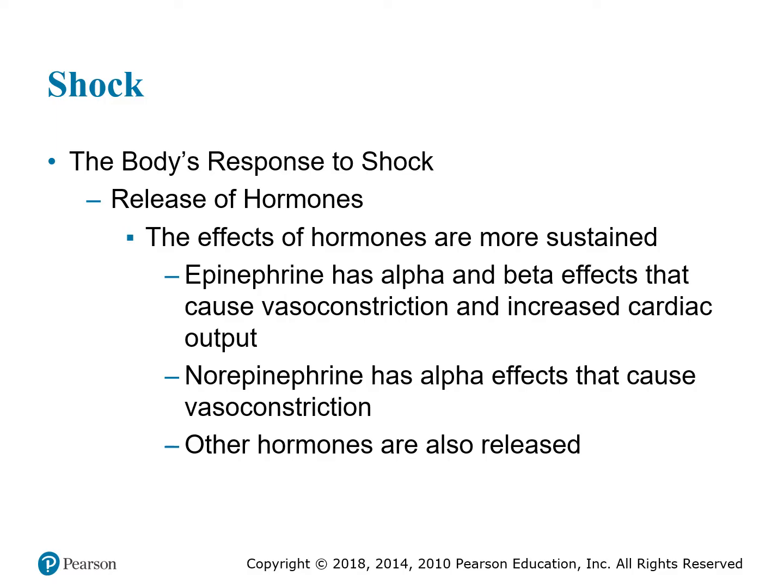Here on this slide, we're talking about the body's response to shock in reference to hormones. So we said that the sympathetic nervous system will stimulate the release of epinephrine and norepinephrine. And these hormones are going to have effects on the adrenal receptors. If you remember the alpha 1, beta 1, and beta 2.